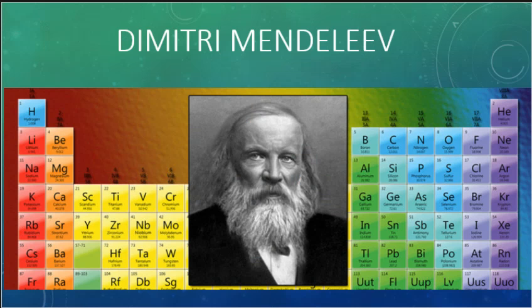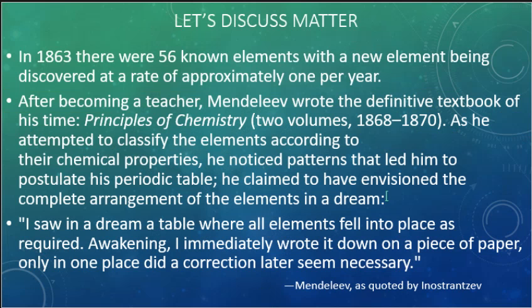All right, so remember this guy. This is Dmitri Mendeleev, and he was the one who had the aha moment about how to place these elements in the order the table is set up. So in 1863, to give you context, during the American Civil War, there were 56 known elements, and they were being discovered yearly. And Mendeleev apparently said he had a dream where he envisioned the complete arrangement of the elements.